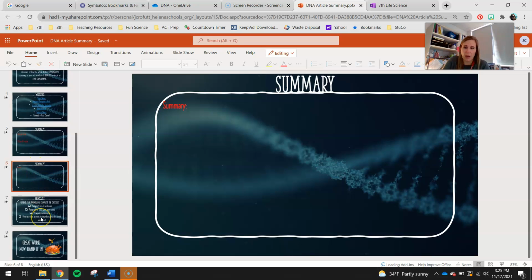So it shouldn't just be like, I read an article. The article's name was blank. It was written by blank. You've just written 3 sentences, but you guys really haven't told me anything about the article. So it should be 6 to 8 sentences telling me what you guys learned in that article.